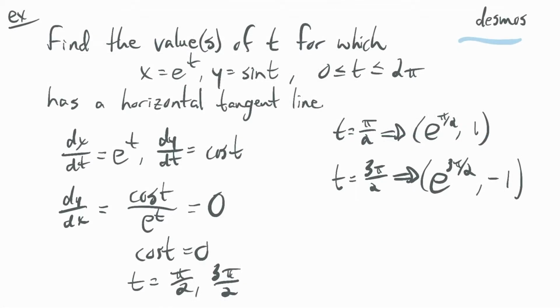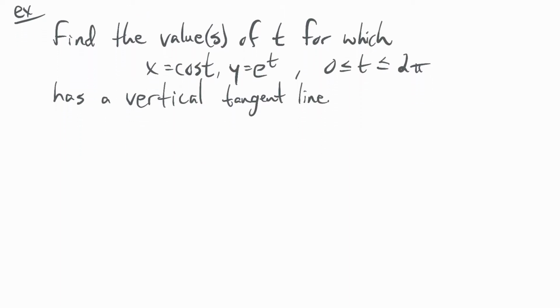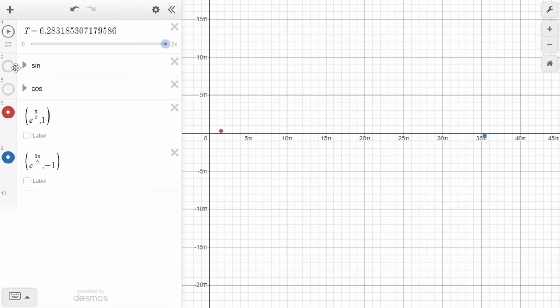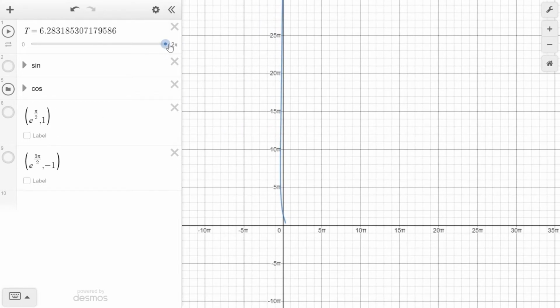Okay, what's next? So we're going to find the values of t for which this has a vertical tangent line. Now, for a vertical tangent line, we want to look for where dx/dy is 0. The rate of change in x with respect to y is 0. Let's take a look at the graph real quick. So I'll put this one away, put those away, and bring up this one. So let's watch that run through.